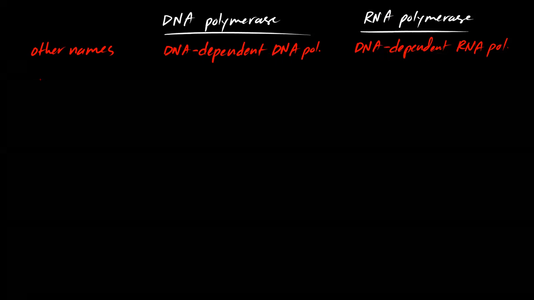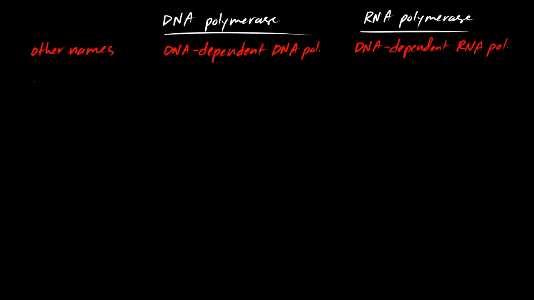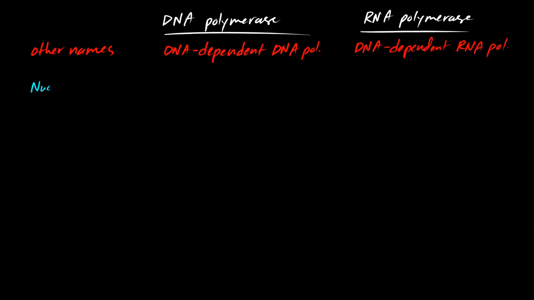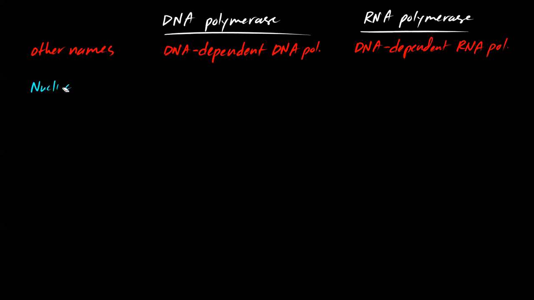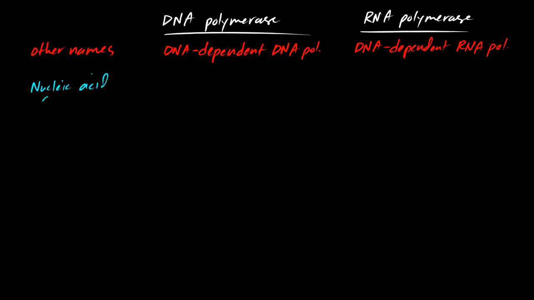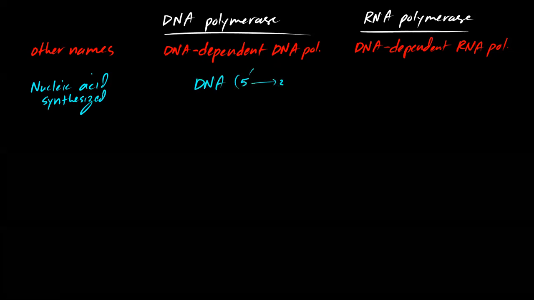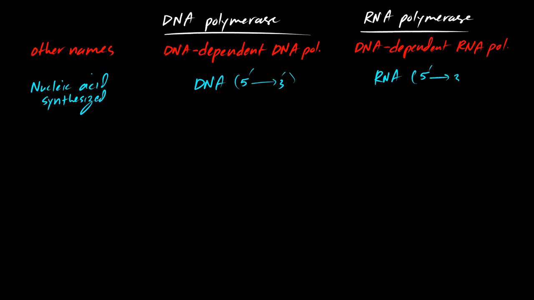So next, the nucleic acid synthesized. Here we have DNA, and it is synthesized in the direction from 5' to 3'. Here we have RNA, which is also synthesized in the same direction.